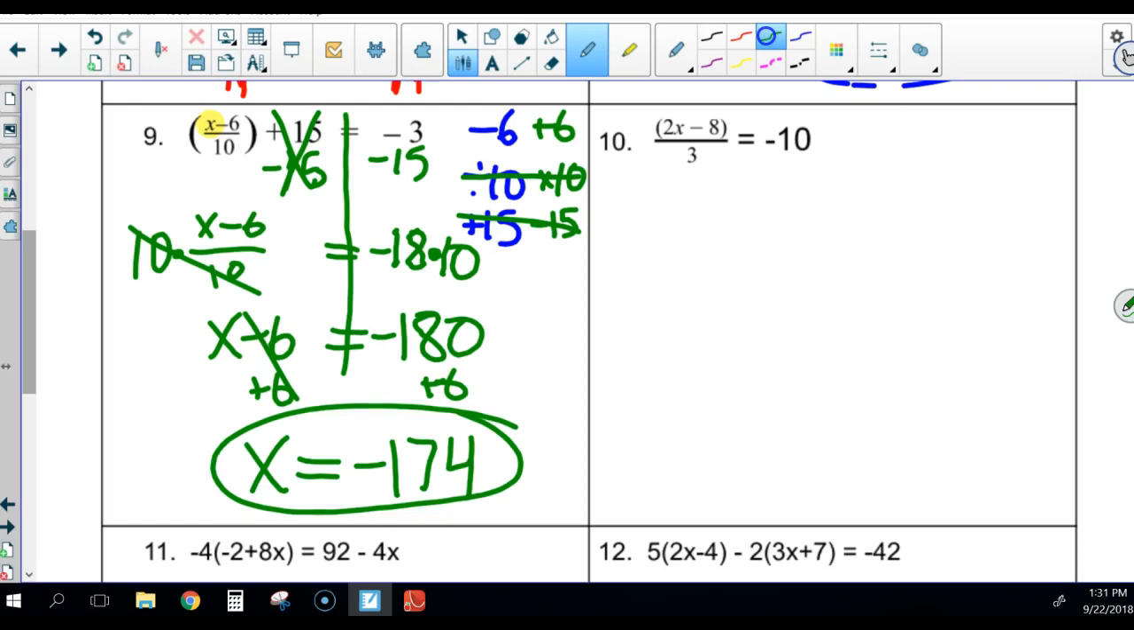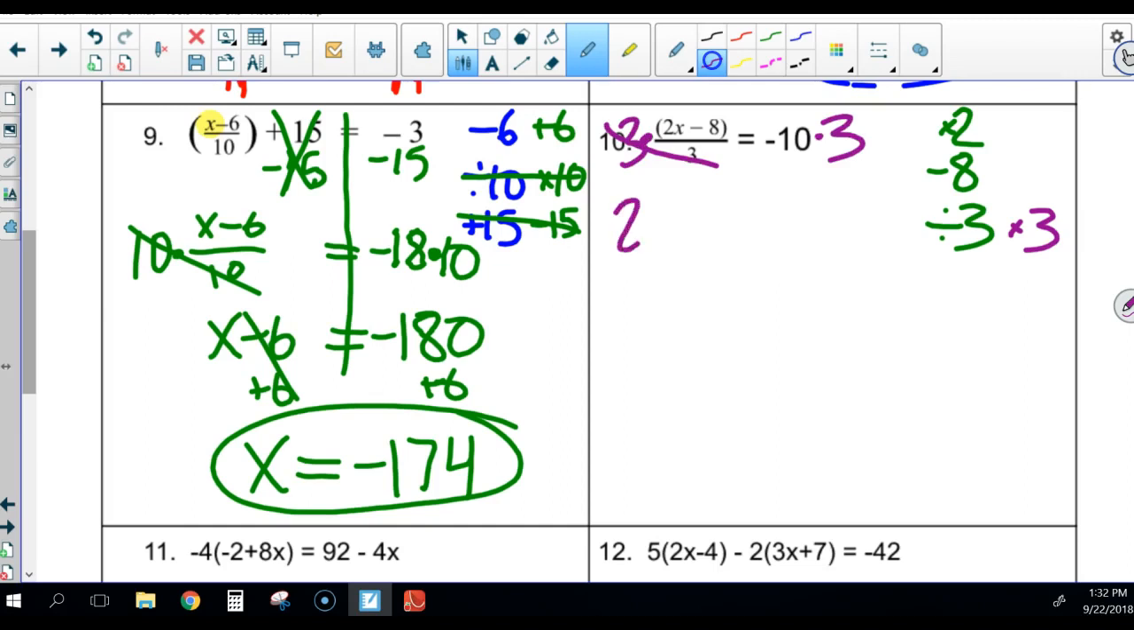Number 10, kind of the same thing. I see an x being multiplied by 2, then subtracted 8, then divided by 3. So, reverse it. Work our way up. We are going to times 3. So, times 3 cancels out. 2x minus 8 equals negative 30.